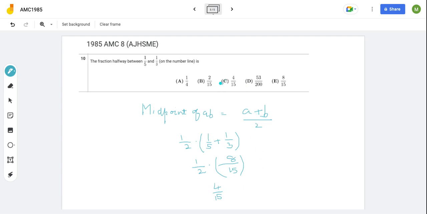which is C. So be careful, this is a tricky question, and since there is a time limitation in AMC8, many will just think that it is 1/4, but be cautious of how you calculate the midpoint.